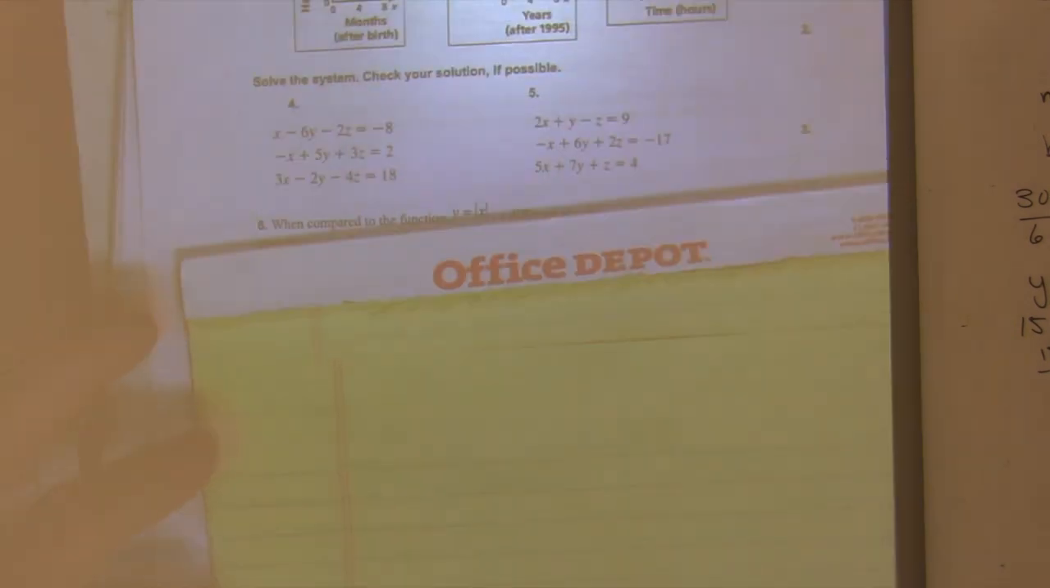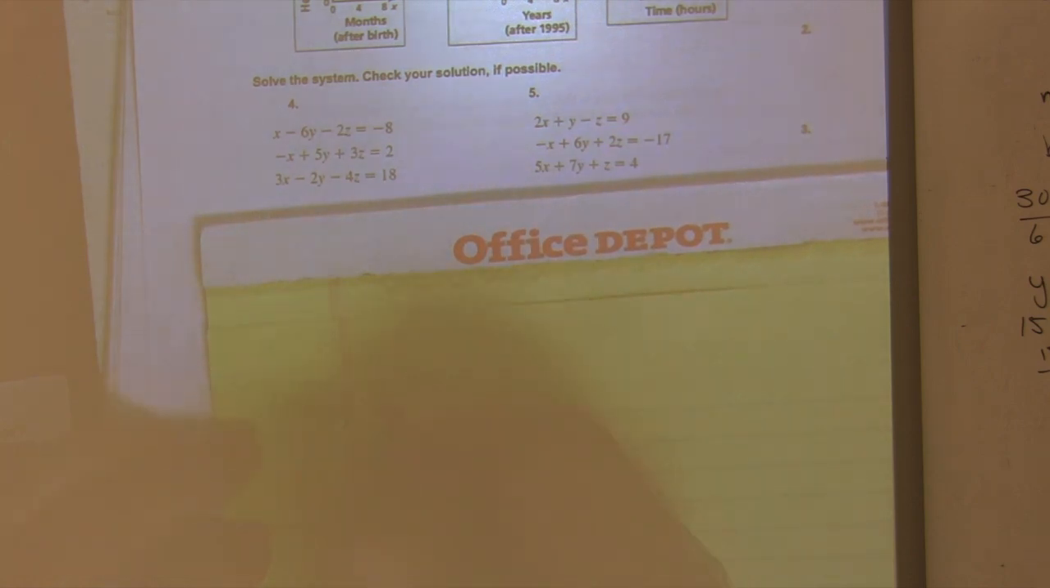All right, so 4 and 5 are solving systems of equations. So we have 3 equations with 3 variables. So on 4, let's write those down first of all. So we have the equations.